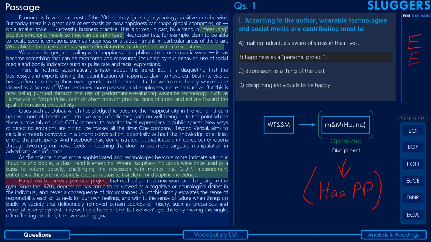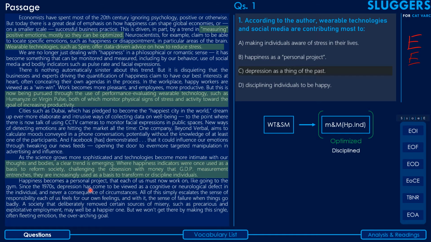Let's move on to the next one. I'll just erase this part so that there's no confusion. Third option, wearable technologies and social media are contributing most to depression as a thing of the past. So guys, in this case, you don't even need to match the option with the question stem, because the option is factually incorrect just in the context of the passage itself, right? You don't even have to go and check with the question stem. Irrespective of what the question stem may have been, depression as a thing of the past is definitely something that the author does not mention here.